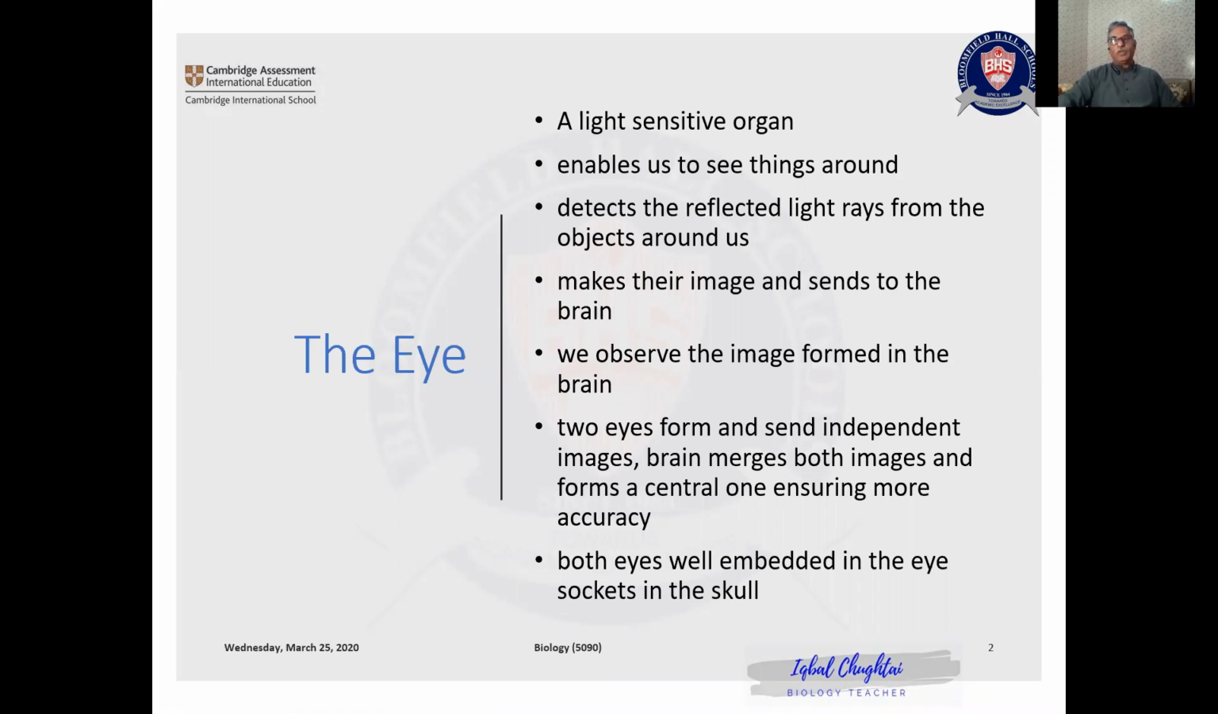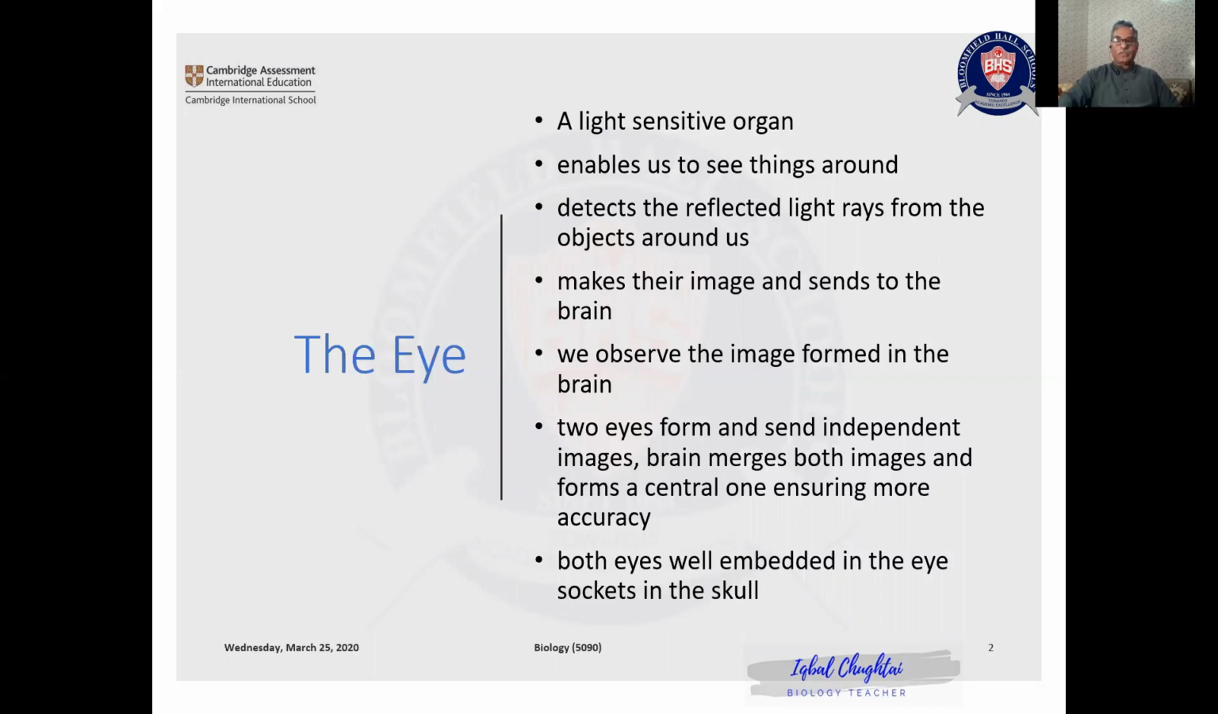When light rays fall over the objects around us, they are reflected. These reflected light rays, when they enter our eyes, form an image inside our eyes. Our eyes send these images to the brain, and the brain actually makes us see these objects.